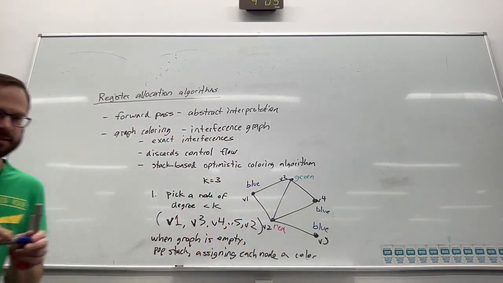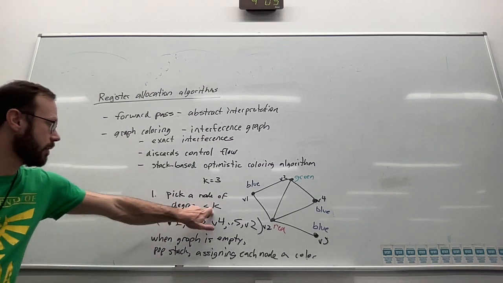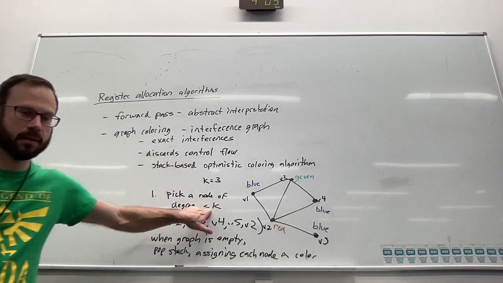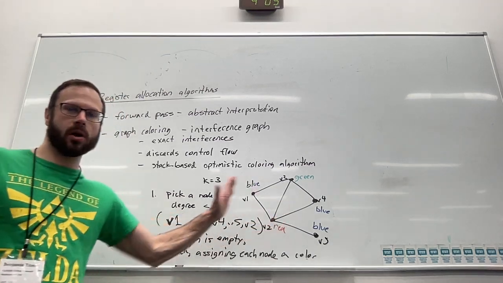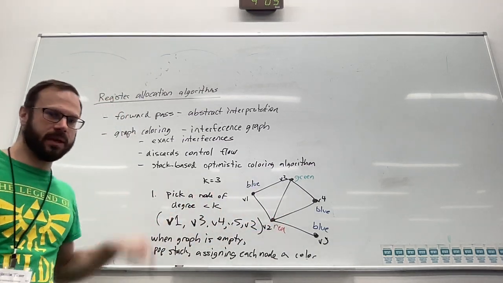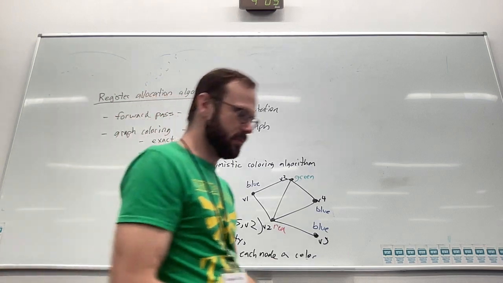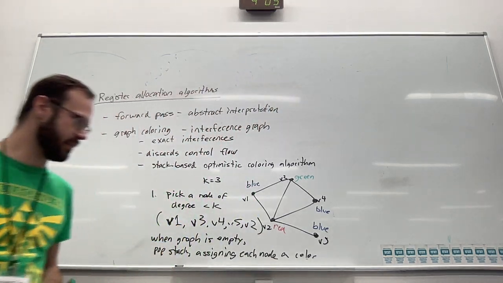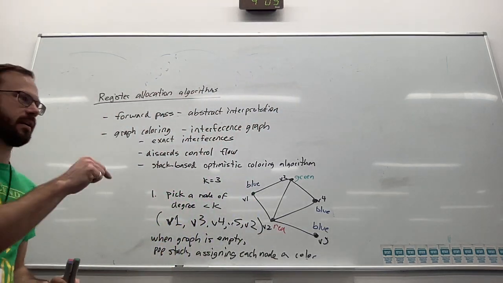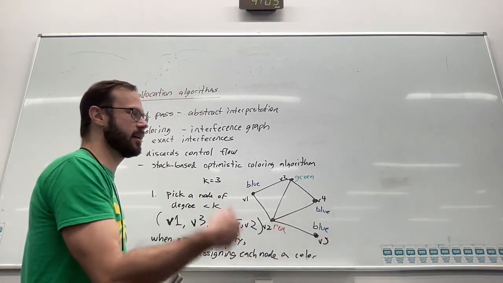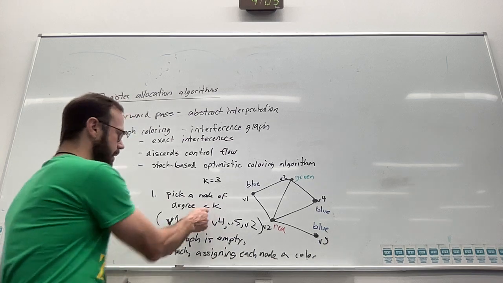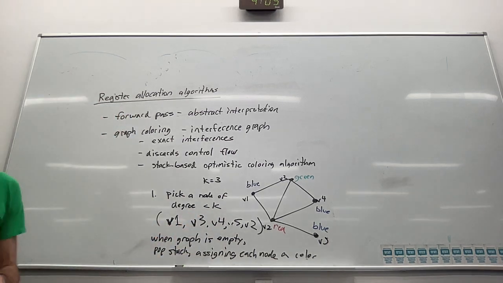All right, so the key insight is this step here. When we pick a node of degree less than k and put it on the stack, that means that when we're unwinding the stack, there will be a color for that node. This is what the simple greedy heuristic gives us: we don't assign it a color right now, but we know that when we do assign it a color in the future, there will be one, because its degree is less than k.